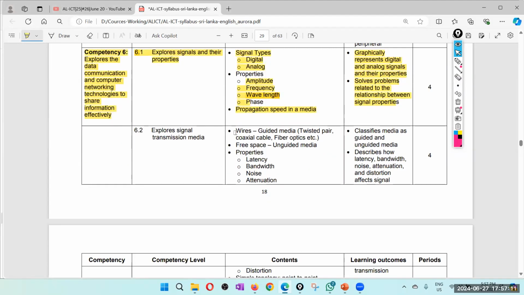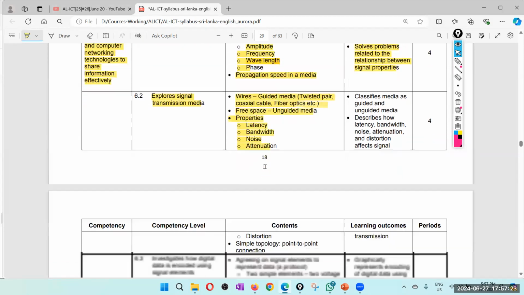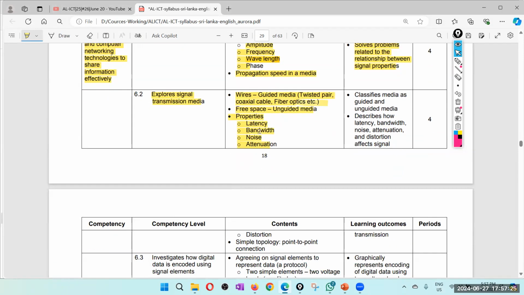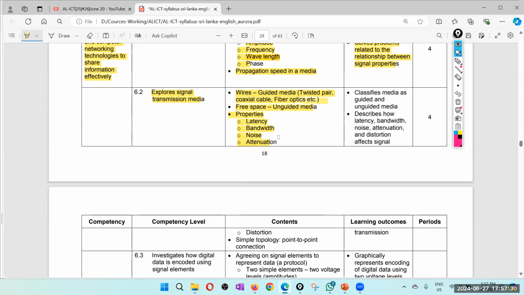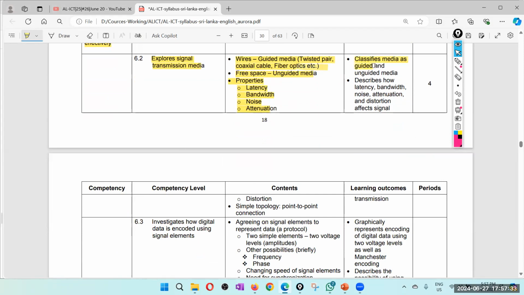Then today we discussed exploring signal transmission media: wired, twisted pair, coaxial, fiber optics, etc. Then unguided media, and some properties like noise, attenuation, bandwidth, latency. Latency is another word for delay, right? Delay distortion. Classifies media as guided and unguided. Yes, we classified like that. Describe how latency, bandwidth, noise, attenuation, and distortion affect signals. So again, latency means delay distortion.